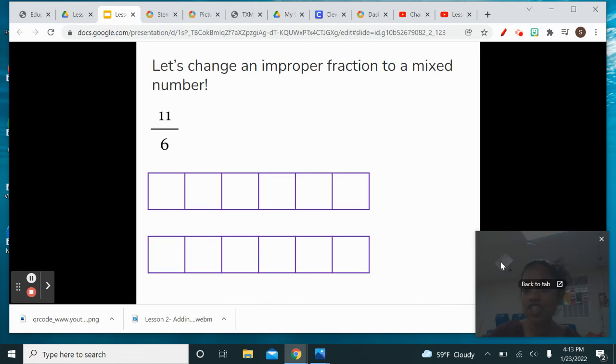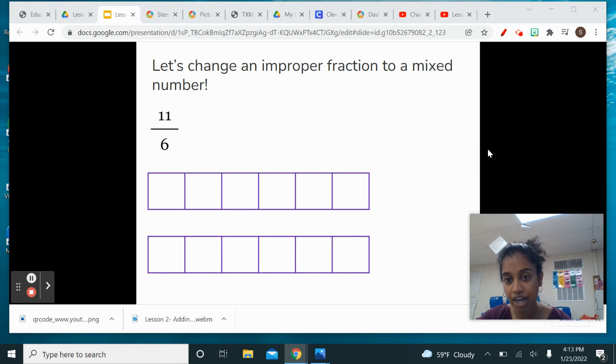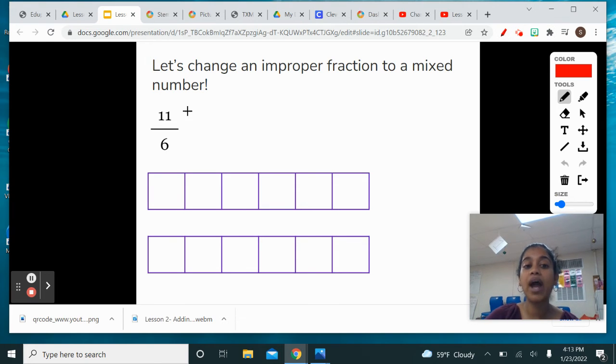So now let's get into changing an improper fraction to a mixed number, because we're going to see this a lot of times. Right here we have our fraction 11/6. What that's telling me is I have a whole that's cut into 6 equal pieces, and I want 11 of those pieces. I know 11 is more than 6, so that's telling me, oh, I actually probably have 2 wholes, or maybe more than 1 whole.